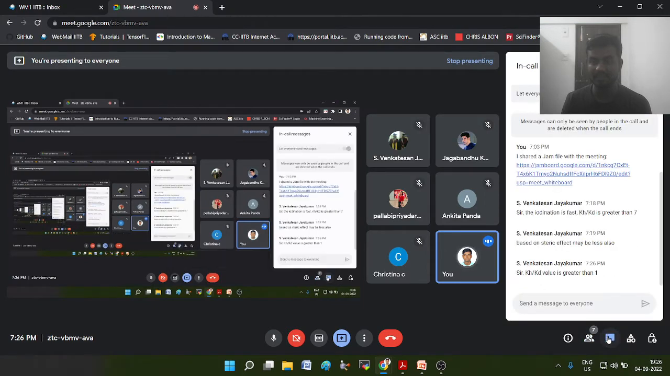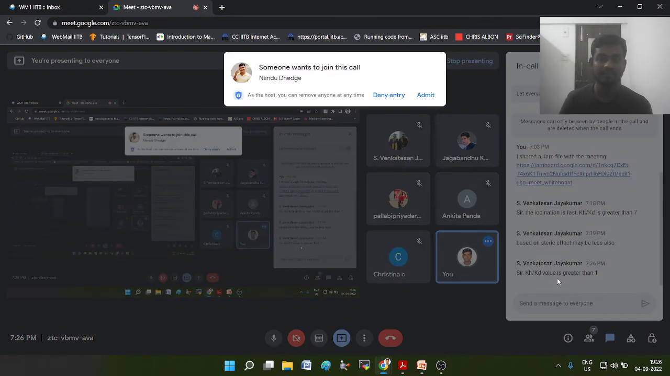Okay, I see some chat. kH by kT value is greater than 1. Of course, very good. Which we expect because it is in the rate determining step, according to the mechanism, showing that CH bond breakage is there.